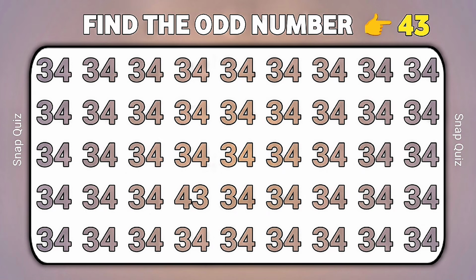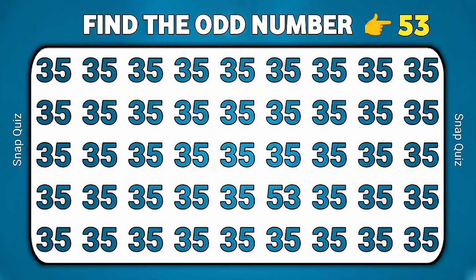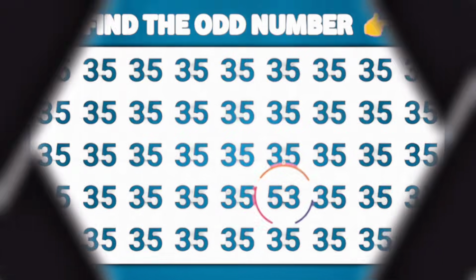Only sharp eyes can find the number 43 within given time. Nice, it's number 43, sharp eyes. Find the number 53 between 46. Great eyes, the number 53 here.